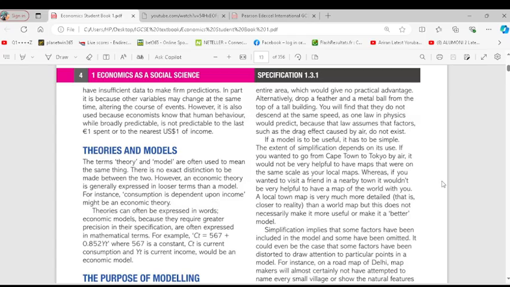Alternatively, drop a feather and a metal ball from the top of a tall building, and you will find that they do not descend at the same speed, as one law in physics would predict, because the law assumes that factors such as drag effect caused by air do not exist. If a model is to be useful, it has to be simple. The extent of simplification depends on its use.